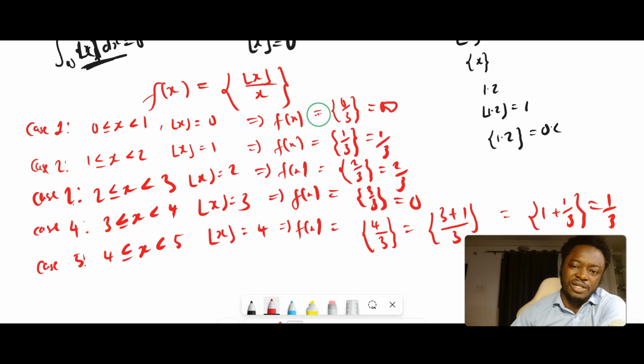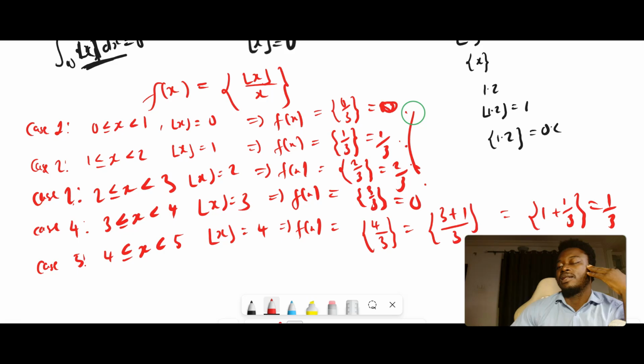So we see a repetition here: 0, 1 third, 2 thirds. So I think this is periodic with period 3. After 3 cycles, it will repeat again. So it is definitely periodic with period 3. And let's see why this is the case.